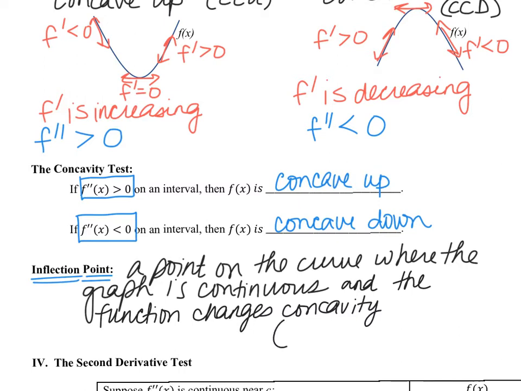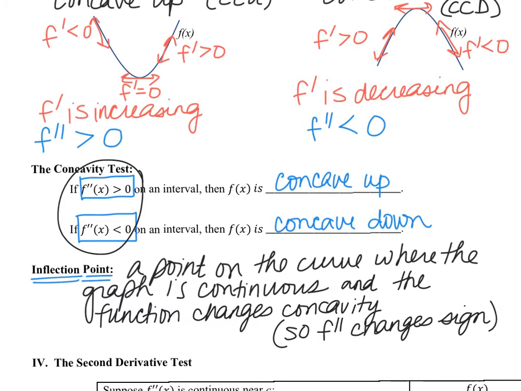So think about this concavity test. If there's a change in concavity, then looking back at the second derivative, what will be happening on our second derivative? That means that the second derivative will be changing sign. So f double prime changes sign when we have a point of inflection, or an inflection point.